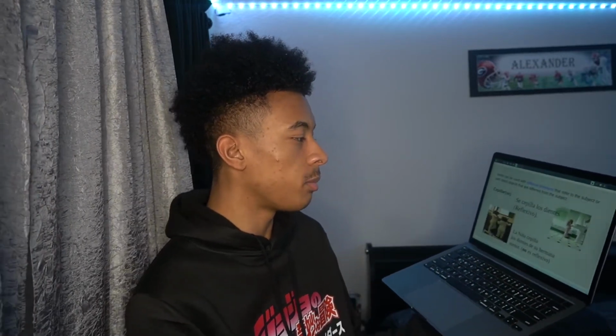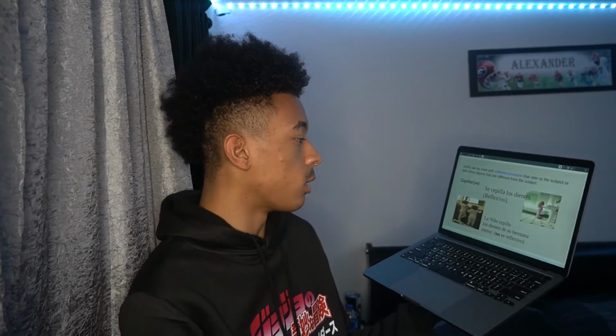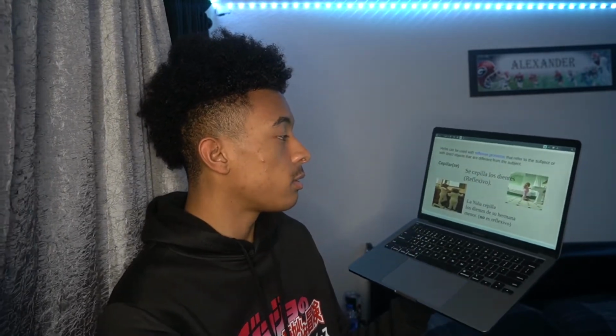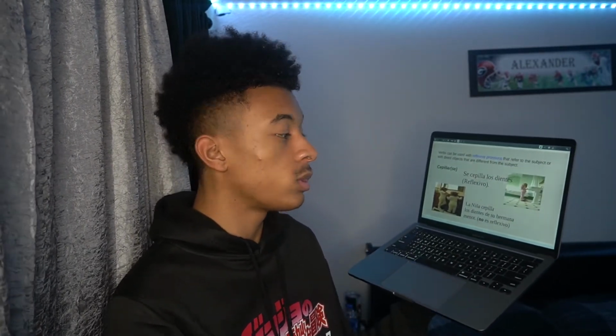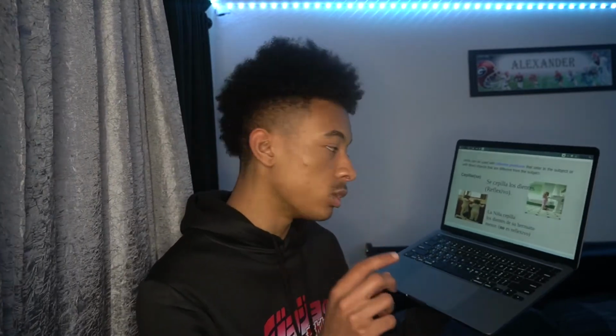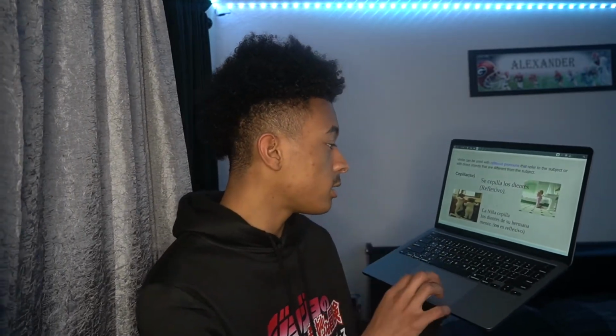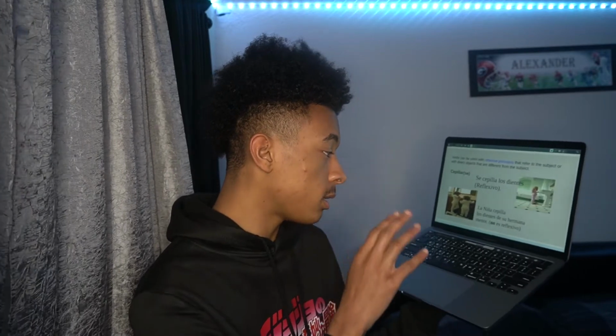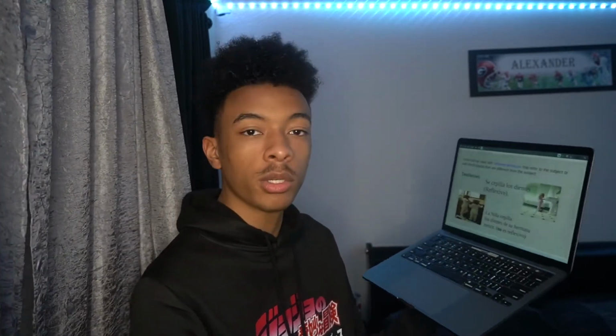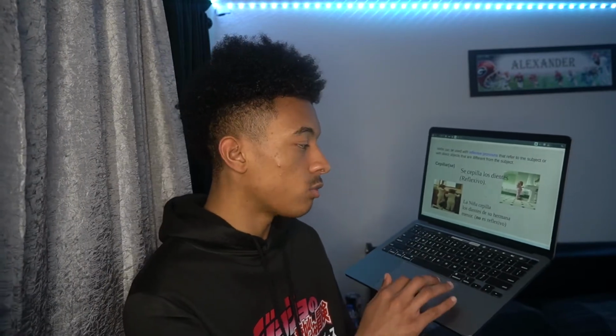Now, verbs can be used with reflexive pronouns that refer to the subject or with direct objects that are different from the subject. Cepillar, cepillarse? I don't know. Se cepilla los dientes, which is reflexive, meaning only one person is doing it. La niña cepilla los dientes de su hermana menor. This is not reflexive because it's a person doing a certain action for another person.